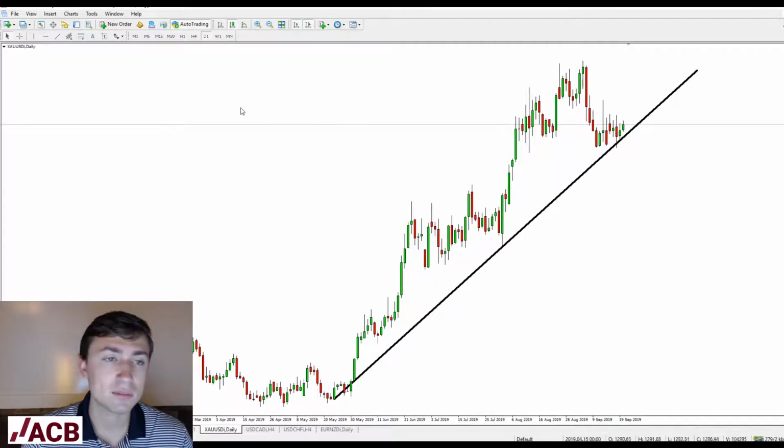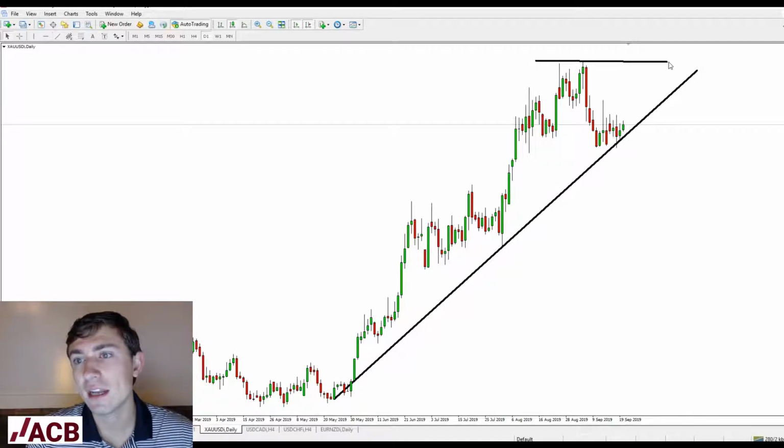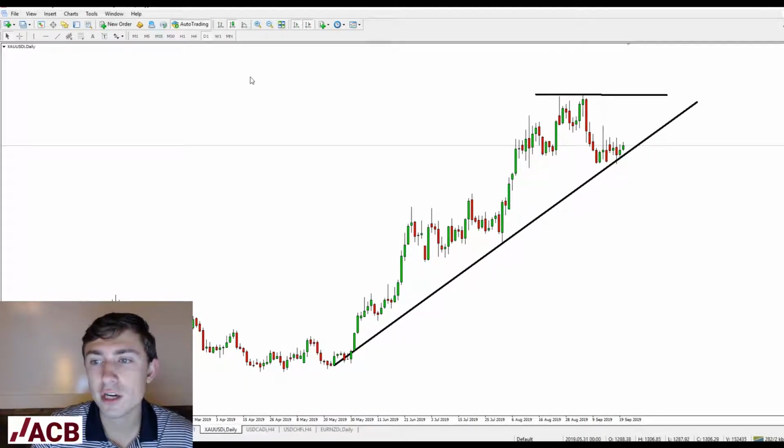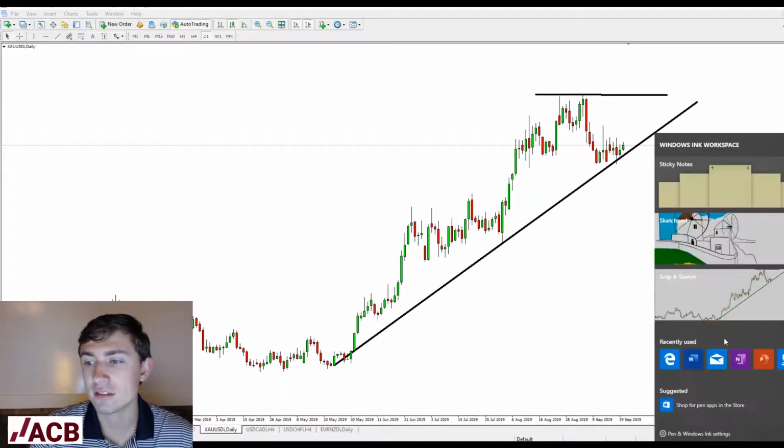Now we want to see some sort of continuation. This is the time to see if buyers can hold this level and get us back up to previous highs. That would be something to look for in terms of potential breakout continuation if you're a breakout trader, or a breakout to the downside is also possible, right?